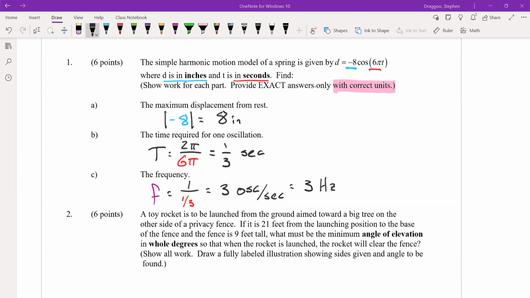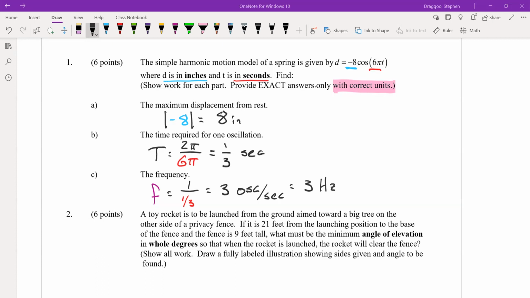So we could call it an oscillation, or we could call it a revolution. There are probably some other words, but those are the 2 most common. And it's per unit time. So these are oscillations per second, meaning this thing will complete 3 cycles or 3 oscillations in 1 second.